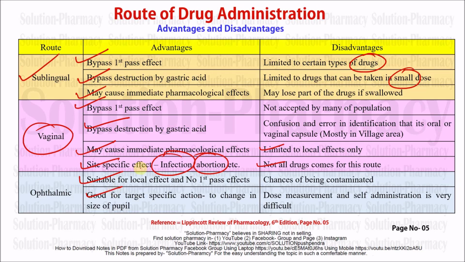Next, dose measurement and self-administration is very difficult. I am not saying this is impossible, but it will be difficult. If the doctor has suggested you put one to two drops, it is not exactly possible to place one to two drops, because a few drops of the eye drop will get away from your eyes, and sometimes it will be more, two to three drops. So this is difficult.